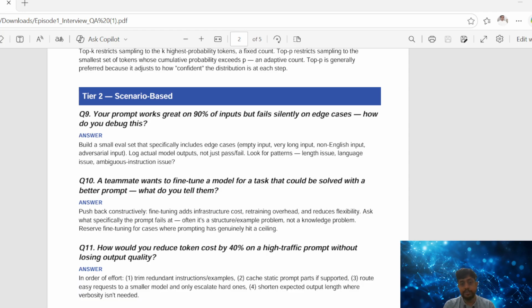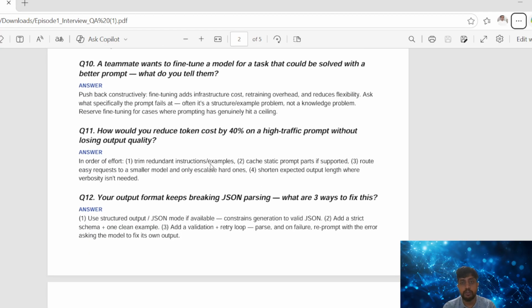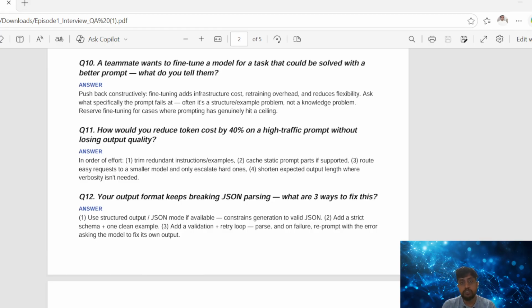For example, one teammate wants to fine tune because the model doesn't produce format output consistently. Testing with a stricter system prompt plus JSON schema plus around 2 or 3 examples, consistency jumps from 70 to 80%. So in that case, you don't require fine tuning because with the system prompt only you are able to solve that problem. Okay. Next, how would you reduce token cost by 40% on a high traffic prompt without losing output quality?